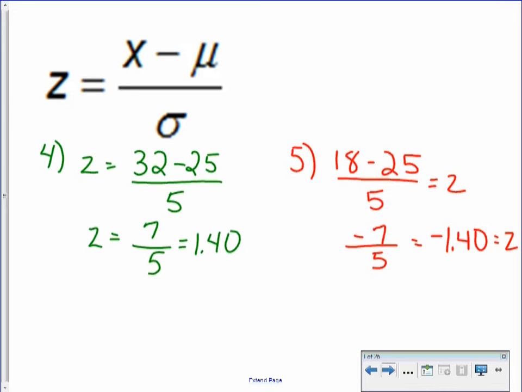On number 6, we have 29.5, so we take 29.5 minus 25 and divide it by the 5. We should get 0.9. And then finally, number 7, our x is 25. So we have 25 minus 25, so that's 0. So our z-score there is 0, which makes sense because 25 is the mean, so it's going to have a z-score of 0 there at the center of our normal curve.